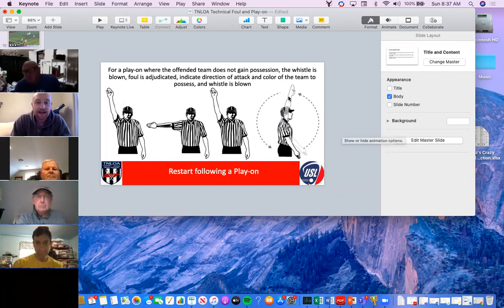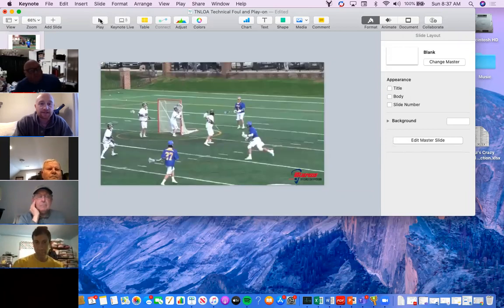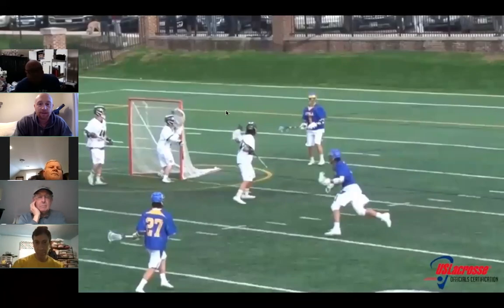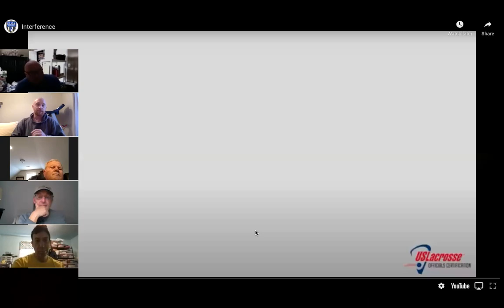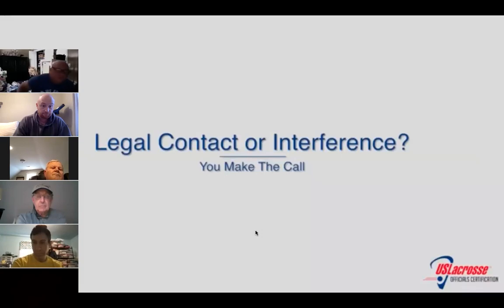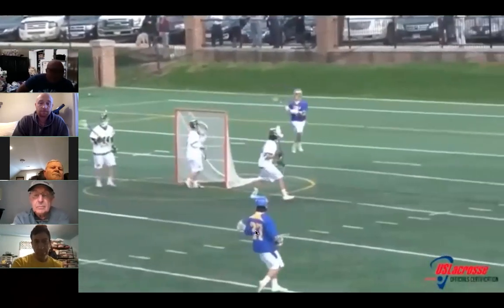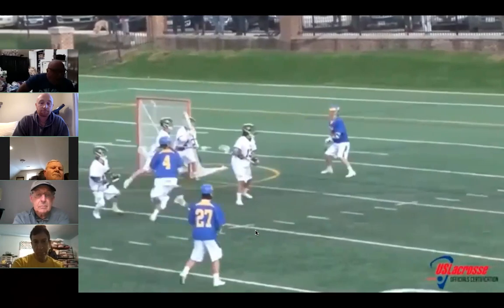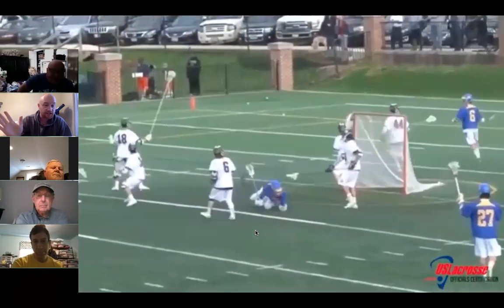Dean said, if 6 had checked the player's stick in front of the goal, is it still interference? That's a really good question. Let's go back and look at that play one more time. So 6 is the defensive guy, the short stick in the middle of the crease. If he had stick checked him, Dean says, would it still be interference? Now we know this is interference, but let's say he just stick checks him as he's going through.